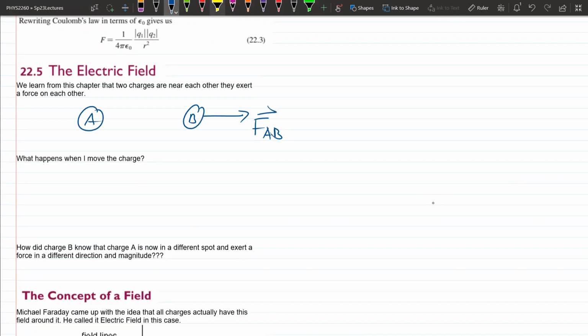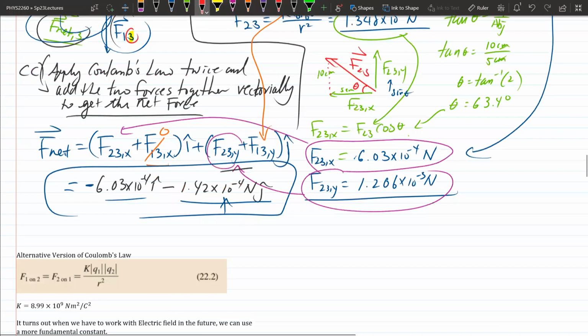But what if I take charge B and move it over here? Now the force is actually this way. Let's call that prime. So you can see that it's kind of annoying that every time you move charge B, you have to recalculate everything, just as what happened in our previous example.